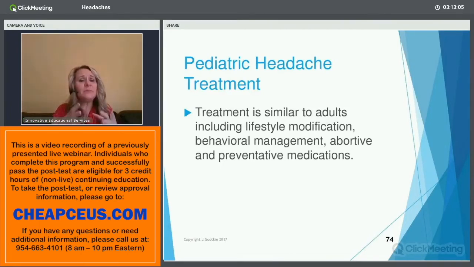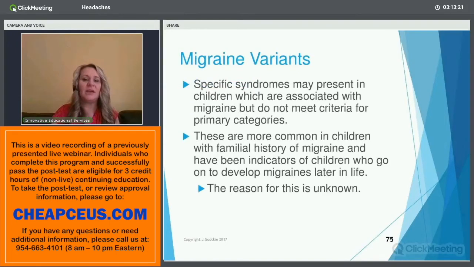That treatment ends up being similar to adults, but the first step is identifying that these kids are presenting with a true primary headache, which is not easy because they can't describe what they're feeling. They can't really describe what they're experiencing.